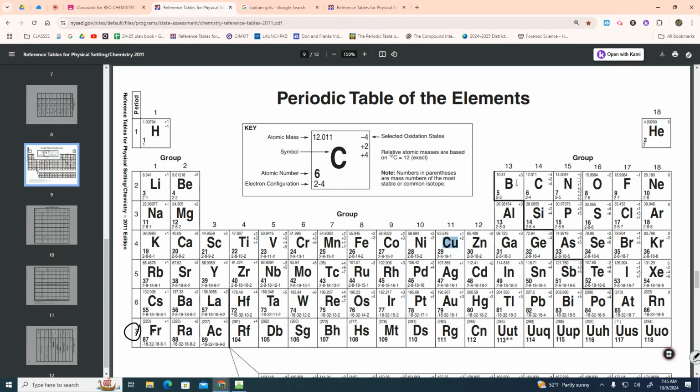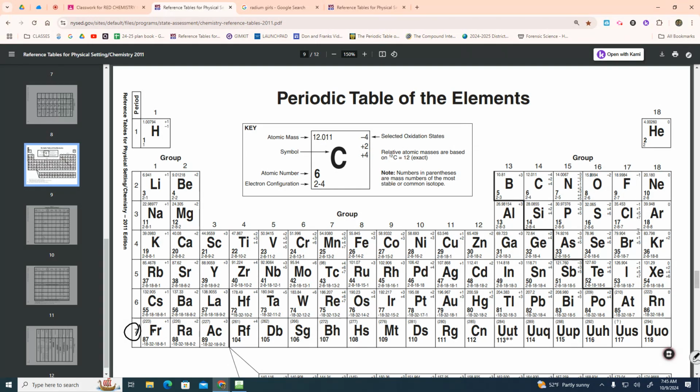Now, we get over to groups 13, 14, 15, and 16. We are not going to name these groups. Okay, boron, carbon, nitrogen, and oxygen. We're just going to call them the boron group, the carbon group, the nitrogen group, and the oxygen group. Group 17 are called the halogens. The word halogen means a salt former. They form salts with these metals that are over here.